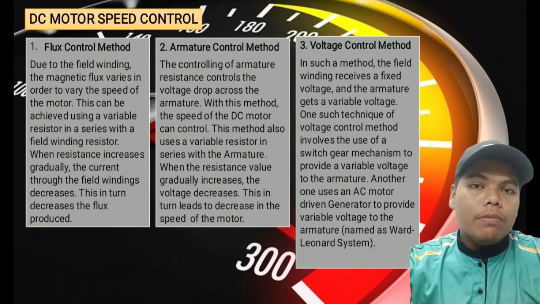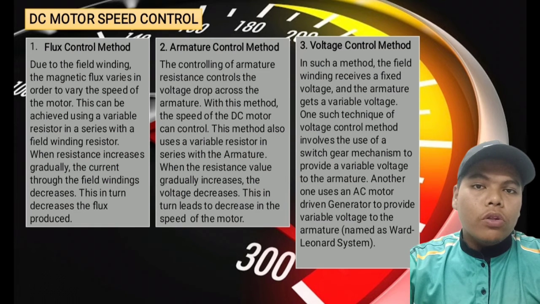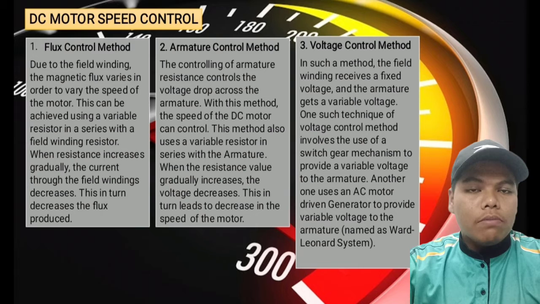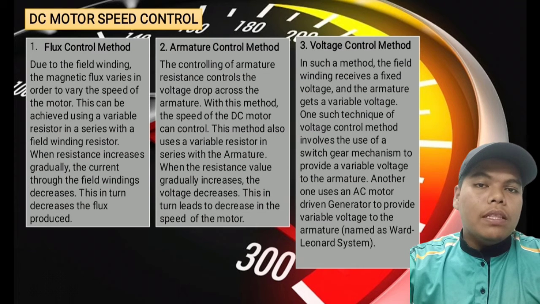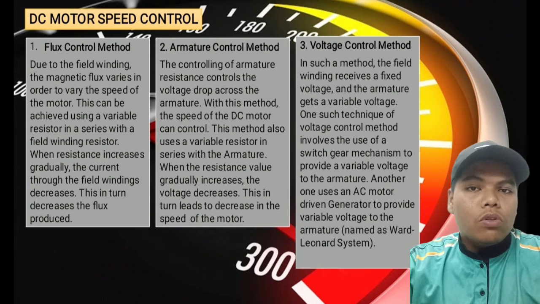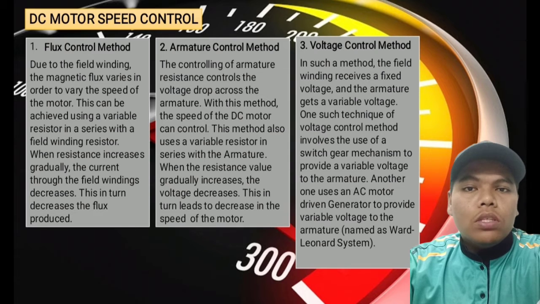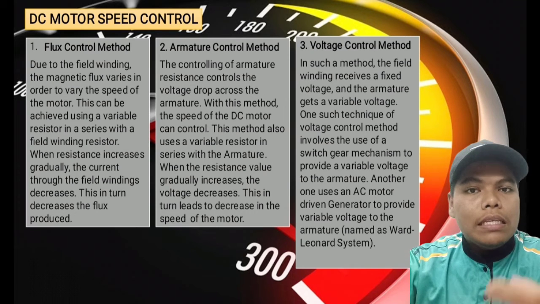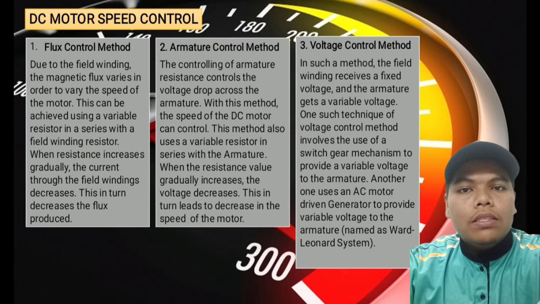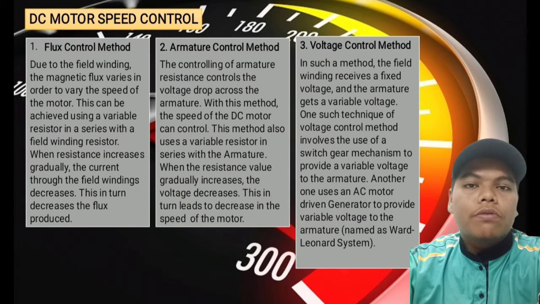So next is armature control method. So the controlling of armature resistance controls the voltage drop across the armature. So with this method, the speed of the DC motor can be controlled. This method also uses a variable resistor in series with the armature. When the resistance value gradually increases, the voltage decreases. So this in turn leads to a decrease in the speed of the motor.